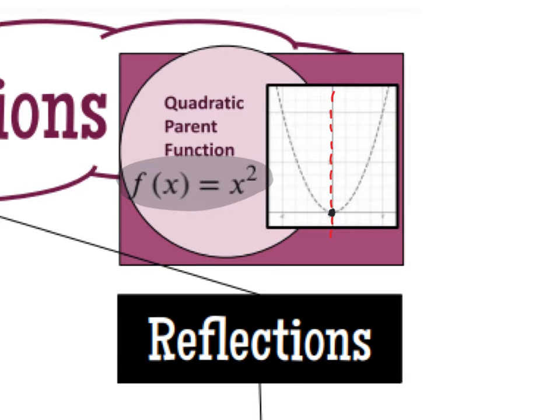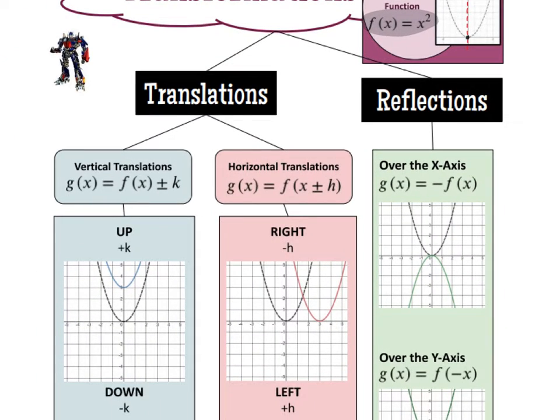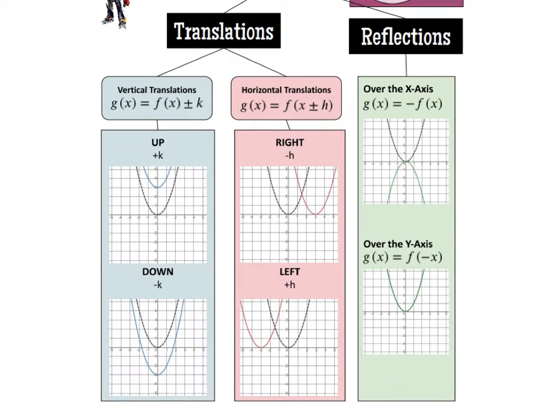But what's going to happen is we're going to take this boring parent function, this boring parent parabola, and we're going to do translations and reflections to it to create other parabolas. So a translation, we're going to write the word slide underneath there. A translation is a slide across the graph. So all we're going to be moving is the vertex. We're going to shift it up, down, left, right.